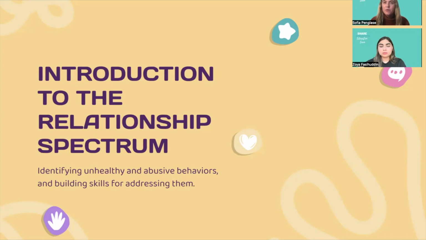Today we will be learning about what the relationship spectrum is and how this can help us assess and improve our own relationships. We will be covering the signs of unhealthy and abusive behaviors and building skills and tools for addressing them and keeping ourselves and our community safe. We want to emphasize that relationships can encompass intimate partner relationships, family relationships, friendships, as well as working relationships.